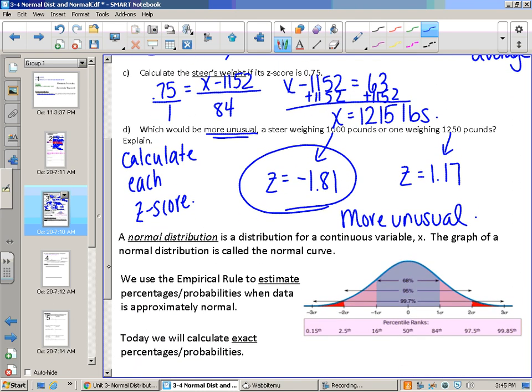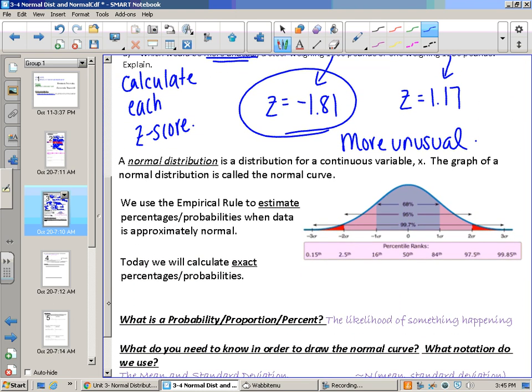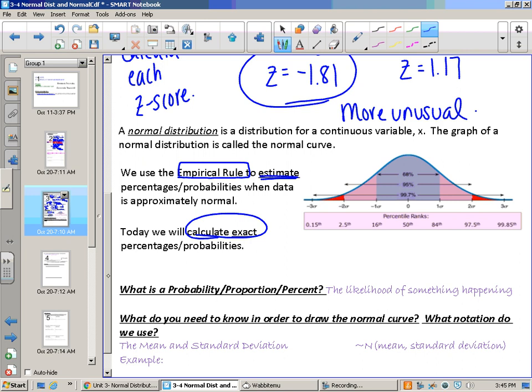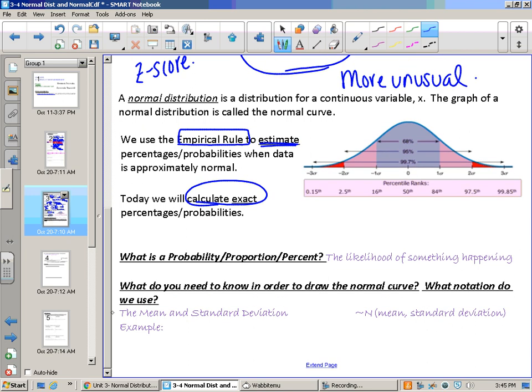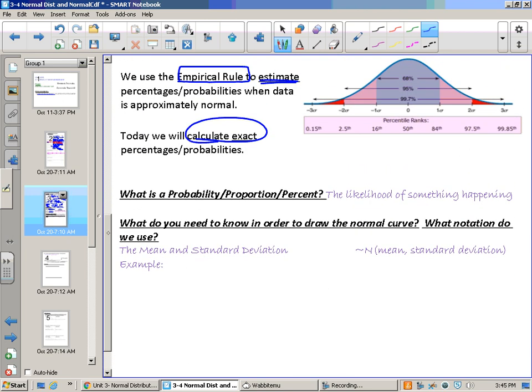What we're going to look at today is the normal distribution. So a reminder from yesterday, it's a distribution for a continuous variable. We used the empirical rule yesterday with those percentages to estimate probabilities. What we're going to do today is calculate exact probabilities. So what exactly is a probability or a proportion or a percent? It's the likelihood of something happening. So it's either from 0% to 100%, or it's a proportion from 0 to 1.